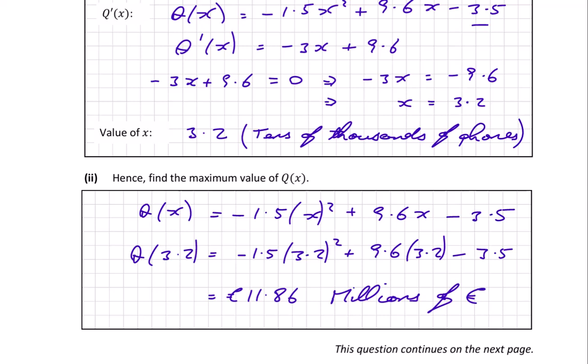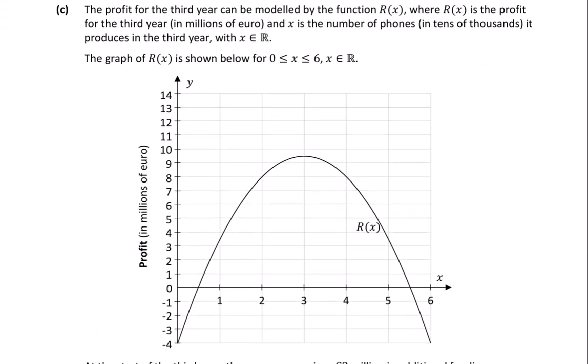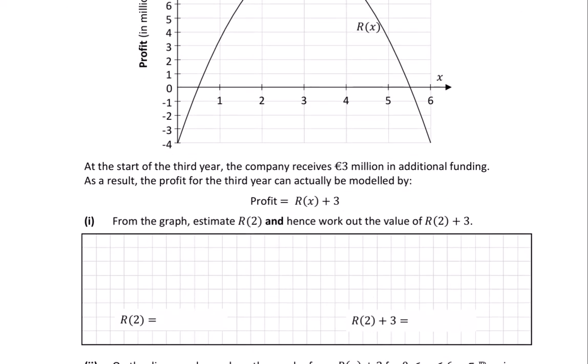Okay, so let's move on to the next question then. The profit for the third year can be modeled by the function R of x, where R of x is the profit for the third year in millions of euros, and x is the number of phones in tens of thousands it produces in the third year. x is real. The graph of R of x is shown, and x is between 0 and 6. So the first question is, at the start of the third year, the company receives 3 million in additional funding. As a result, the profit for the third year can be modeled by R of x plus 3. So it's just the profit plus an extra 3 million. From the graph, estimate R of 2, and hence work out the value of R of 2 plus 3.